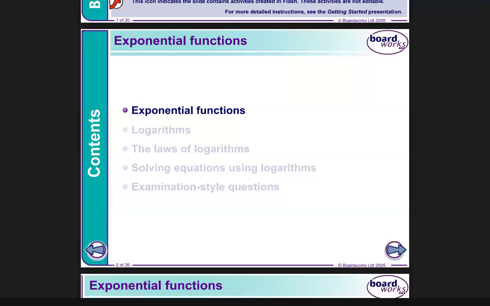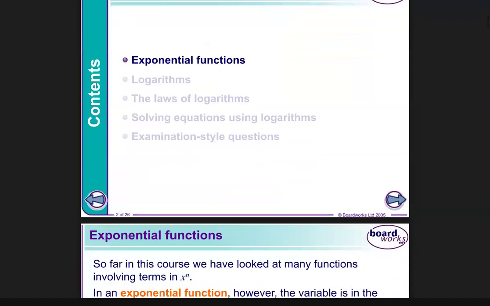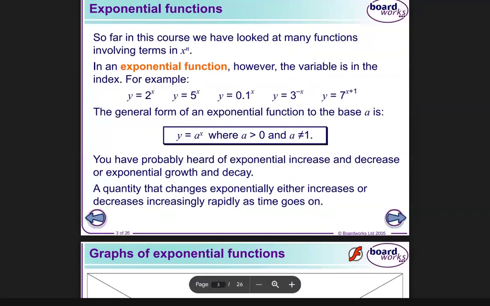That is why you see us using exponential directly here. Let's start with the exponential function. In an exponential function, the variable is in index form. Examples of exponential functions include 2 to the power of x and 5 to the power of x. Can you see? It is to the power of a variable.